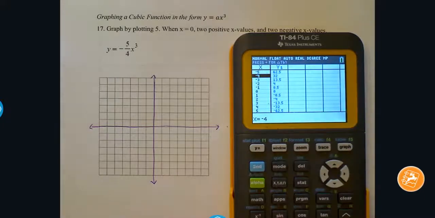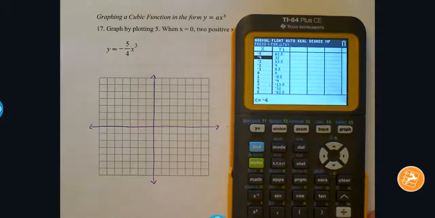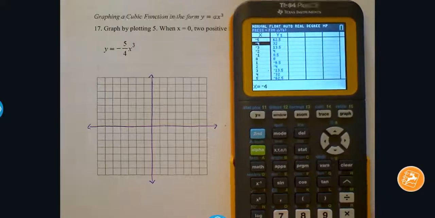The TI Smart View, I put a whole bunch of links up on Google Classroom with software that you can get, apps you can get for your iPhone that will do all of this.